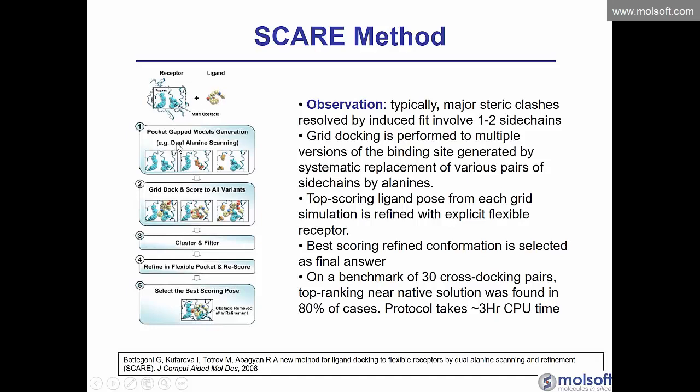You do this dual alanine scanning where you systematically replace various pairs of side chains by alanines, and then you grid dock to these models with the alanines, and then you refine and cluster and see the score, and you see which conformation improves the ligand binding score. So it's a way of modeling the pocket. You can read the paper here.